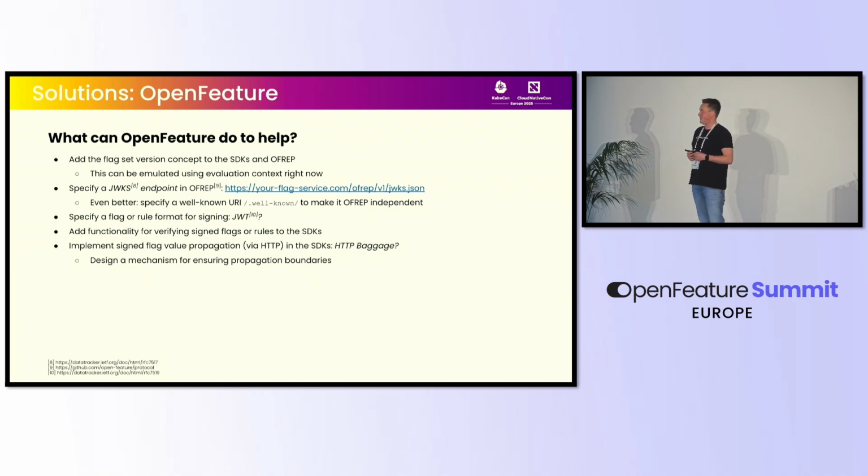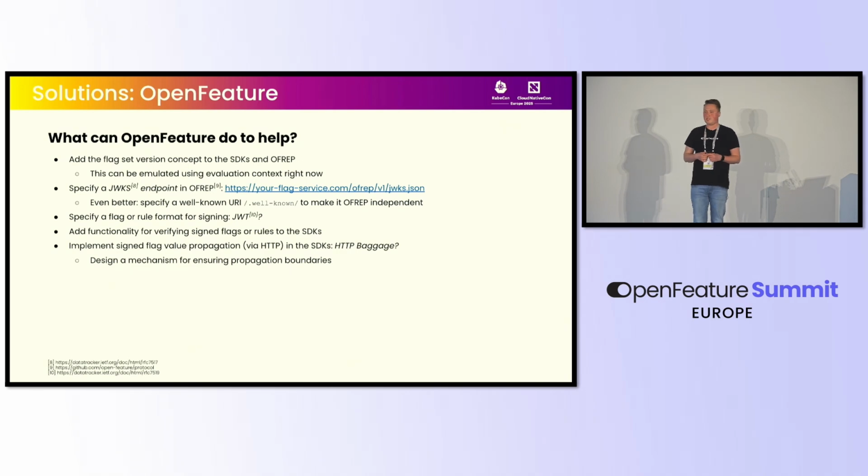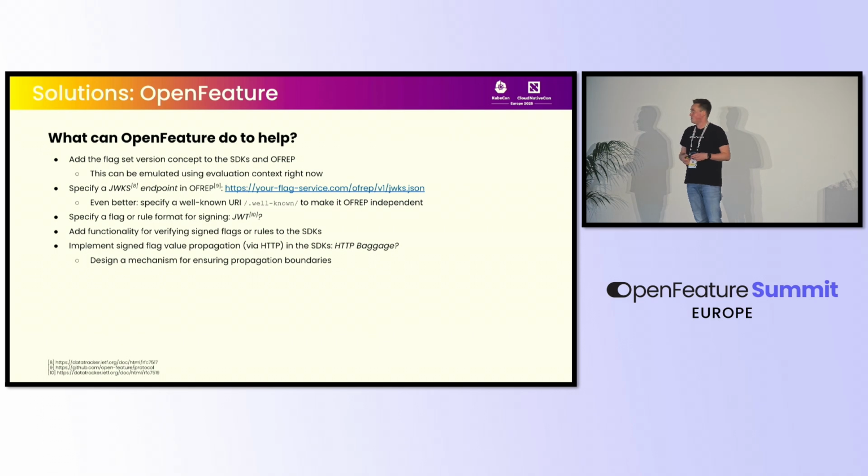The other thing we need then, now that we have this format that is signed, we still have to validate this. So we can basically just add this functionality into our SDKs, doing the validation of the signatures downstream. And also, if we want to propagate either flags or rules downstream, we could have the propagation via HTTP baggage or whatever works for the specific system we want to propagate something to downstream.